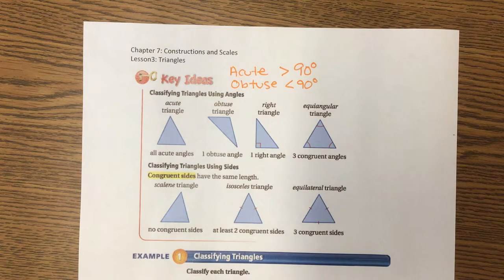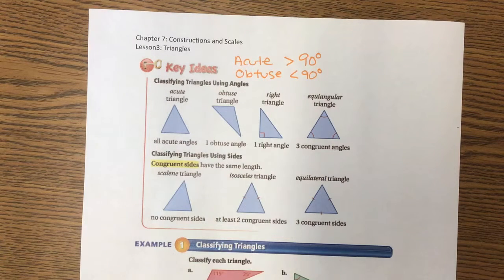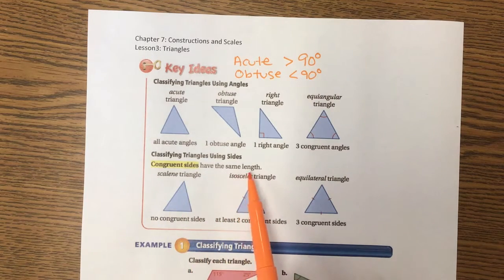The other way we can classify triangles is by using sides. So one thing I do want to point out is what congruent means, because some of us were still confused about that when we were talking about angles. So congruent angle or congruent side, that means equal. So congruent sides, that they have the same length, okay?